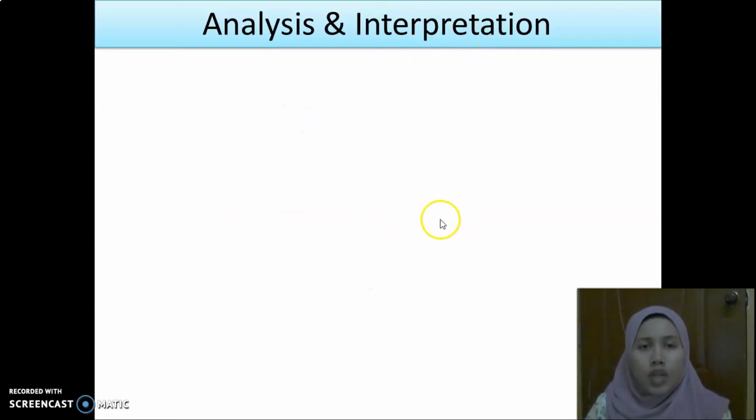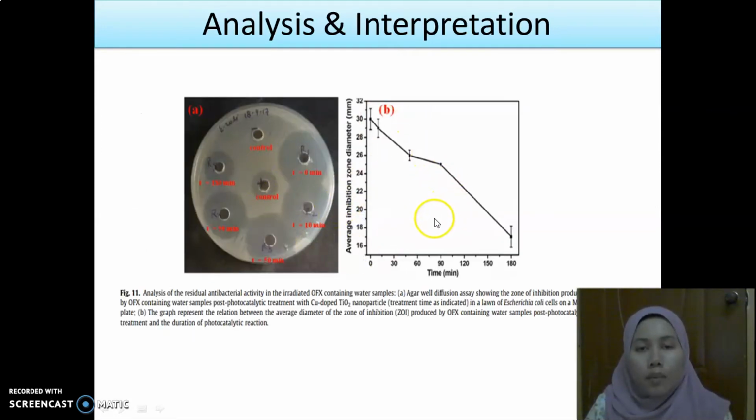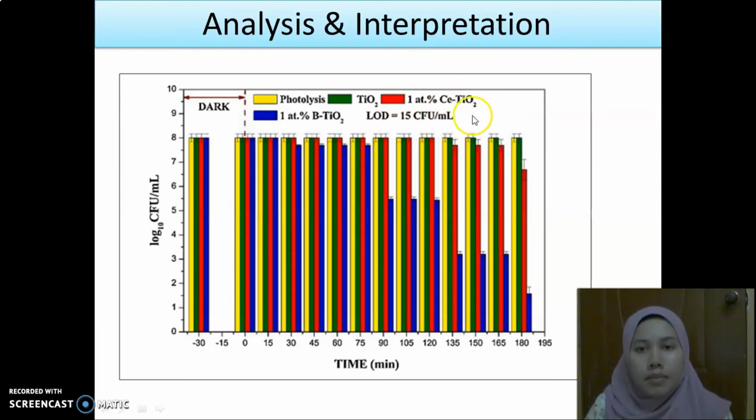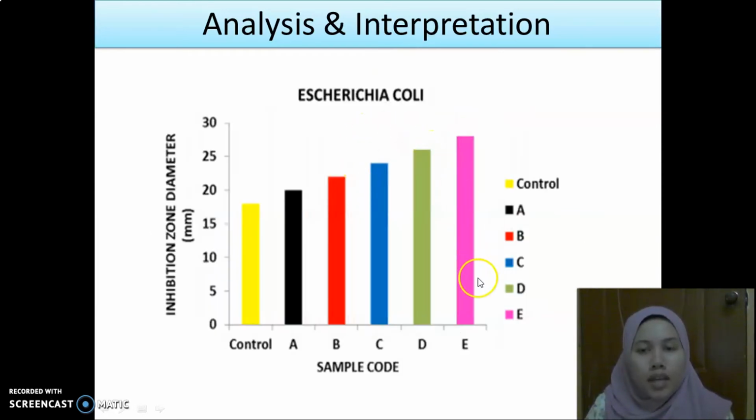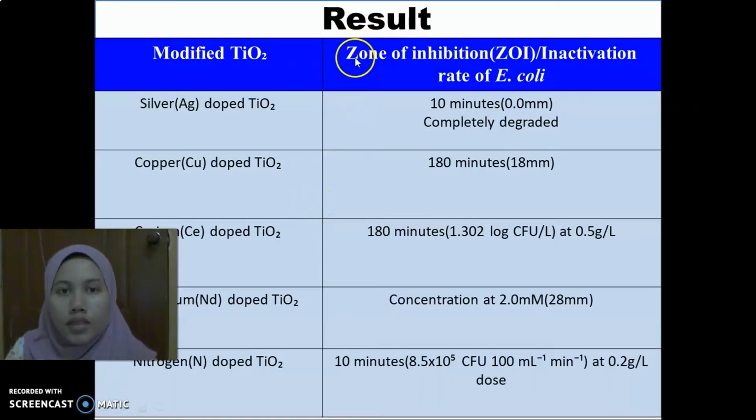Analysis and interpretation. All these graphs show the optimum condition for the photoinhibition of E. coli. The first graph is for the silver dope. The second one is for the copper dope, in terms of ofloxacin. The third graph is for the cerium dope and the neodymium dope. The last one is nitrogen dope TiO2. The table shows the results from the graphs.